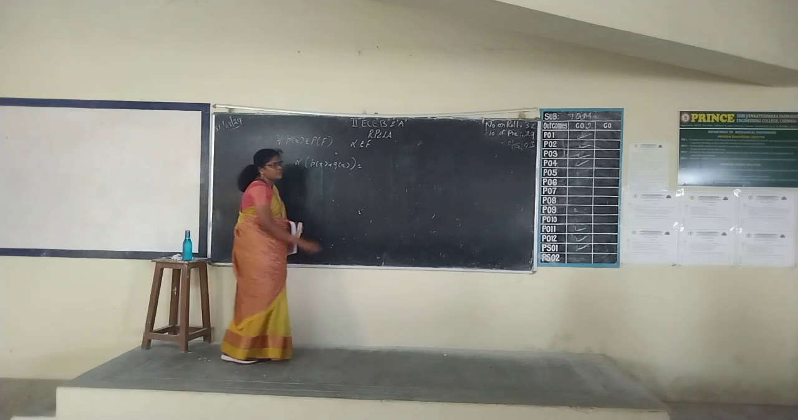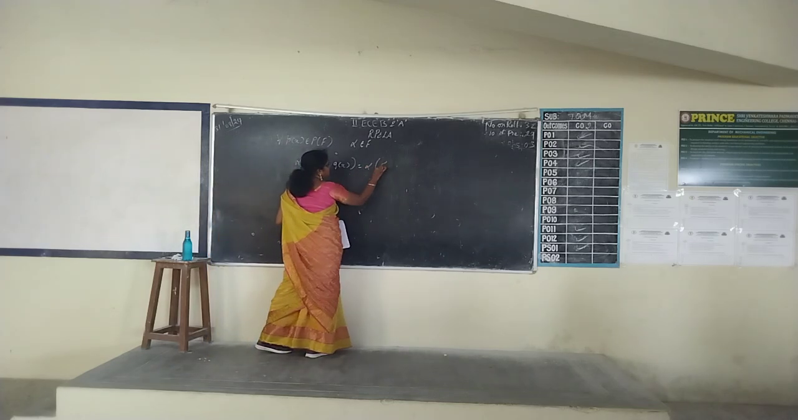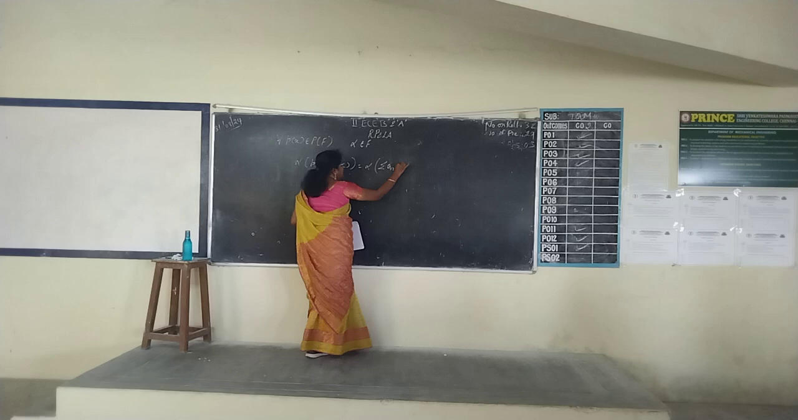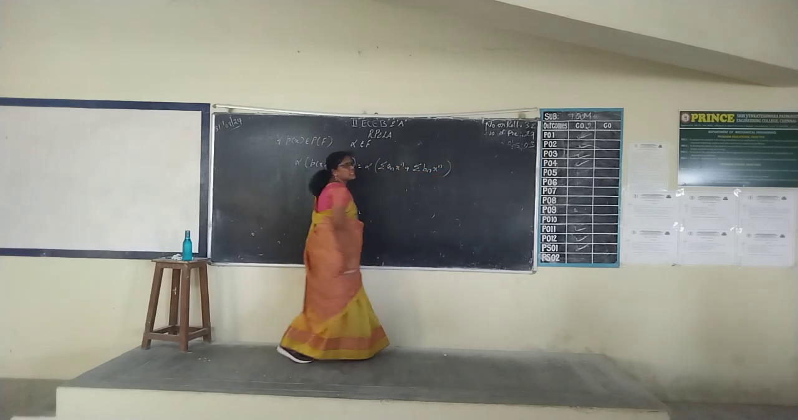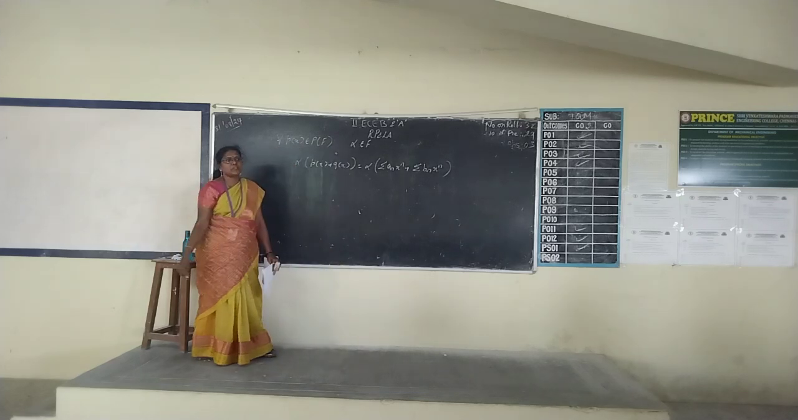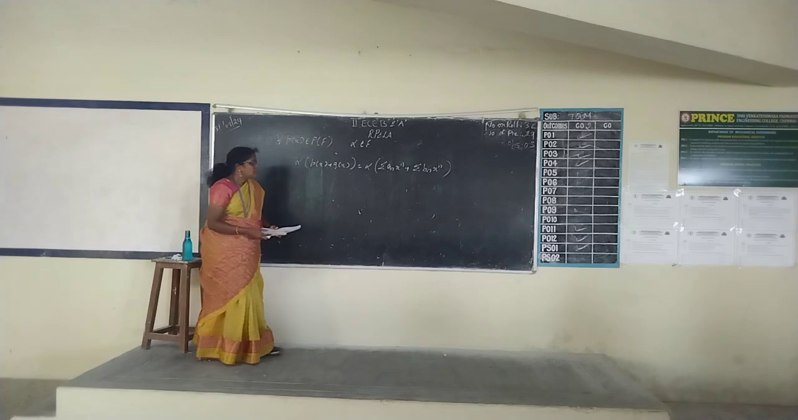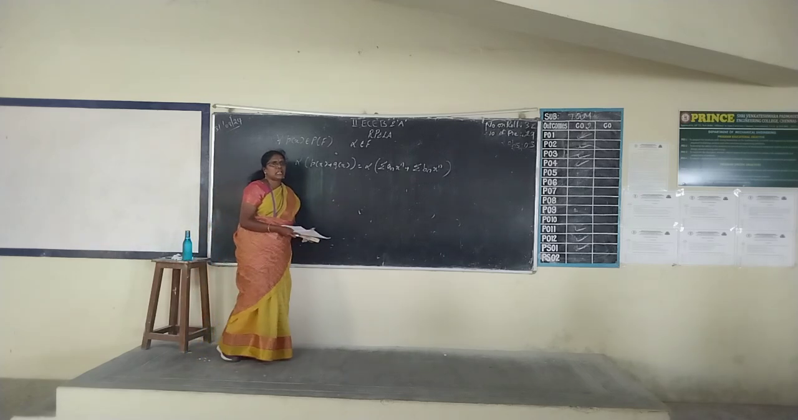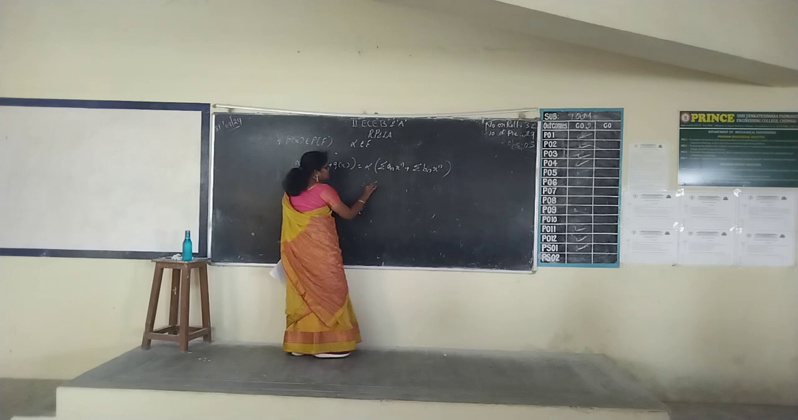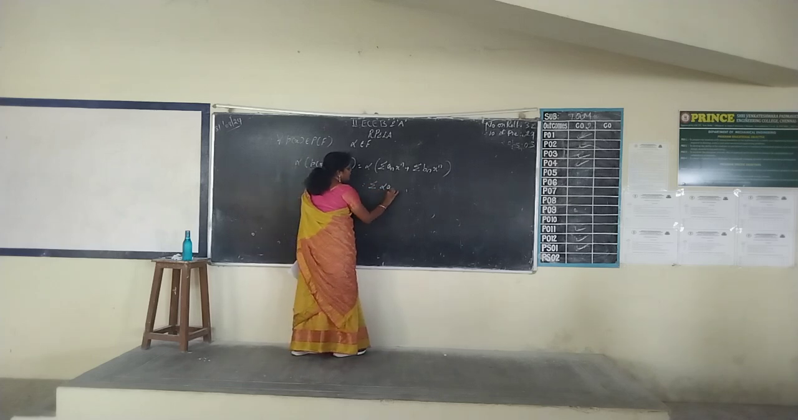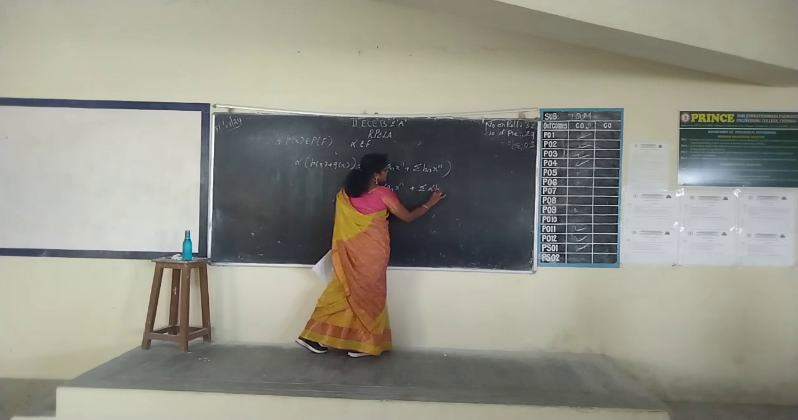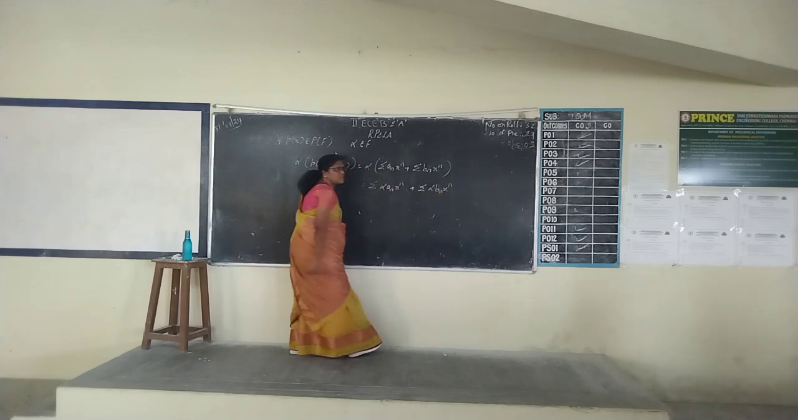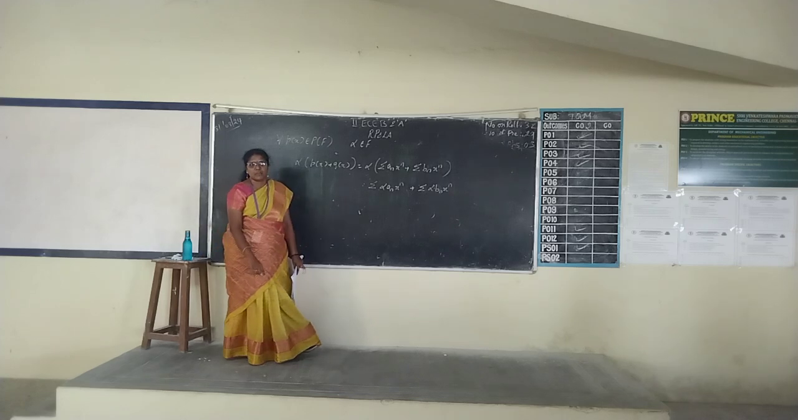How do you rewrite this one? Alpha into summation of an x power n plus summation of bn x power n, substituting our polynomials p of x and q of x. So if we multiply alpha inside, what will happen? Summation of alpha an x power n plus summation of alpha bn x power n. Just multiplying the scalar inside each polynomial.